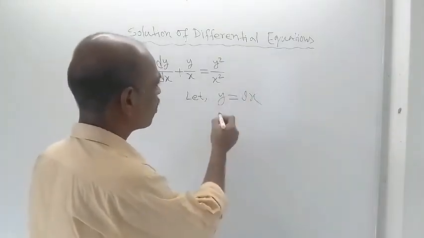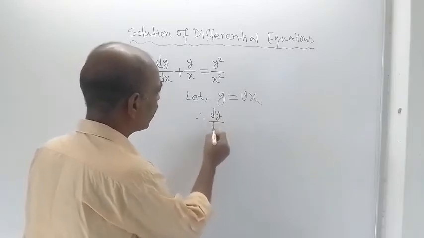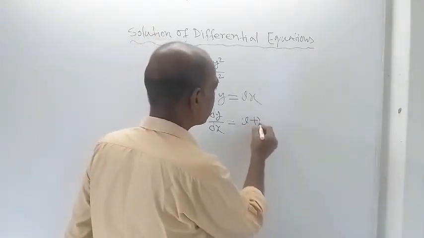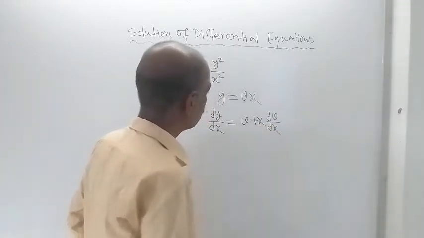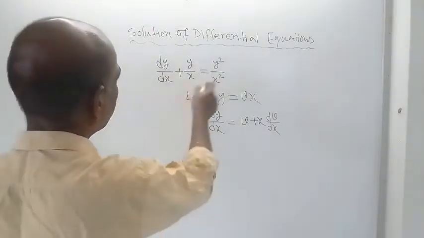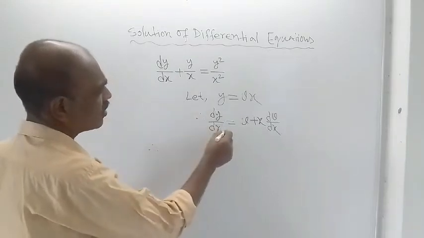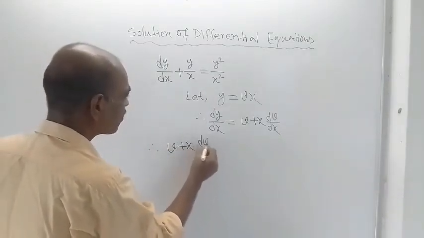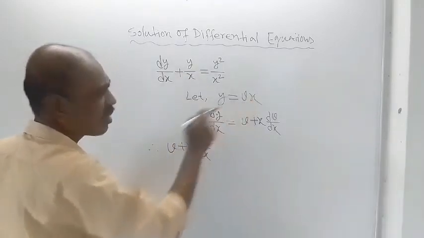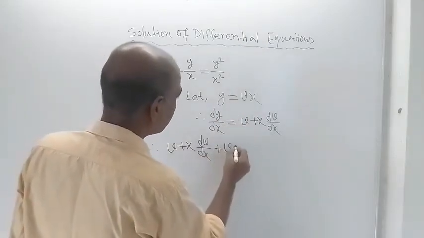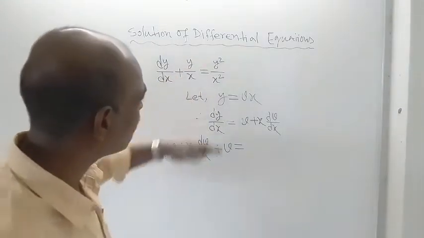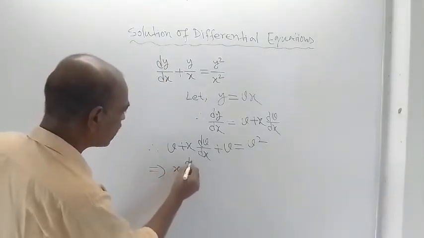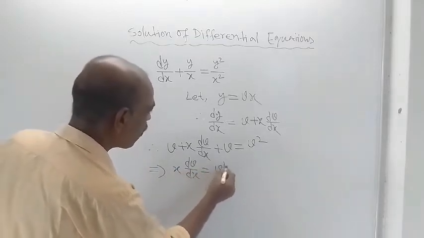Now differentiate both sides with respect to x. On differentiation, the left hand side is dy/dx, and in the right hand side, v into d/dx of x, that is 1, plus x into dv/dx. Now, the given equation is this one, therefore you put the expression for dy/dx. So we are getting v plus x dv/dx equal to v, since y by x is nothing but v, plus the square of y by x, which is v square. So in the next line, x dv/dx is equal to v square minus 2v.